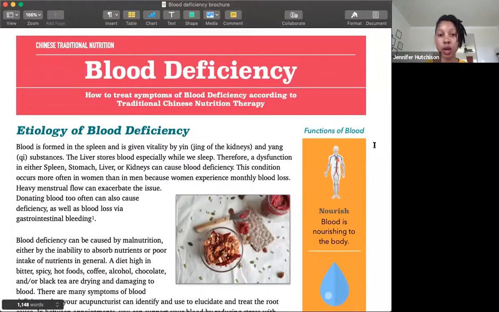So, how to treat symptoms of blood deficiency according to Chinese traditional medicine. And this is kind of like nutrition therapy as well, because I'm going to have a recipe at the end as well. But I'll talk first a little bit about the etiology of blood deficiency.